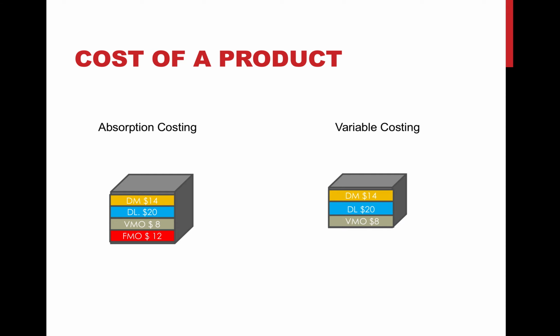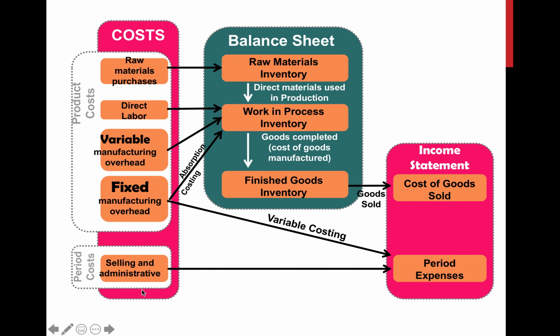Okay, it doesn't mean that the cost of goods sold will be higher, but it means that per unit, on absorption costing, every product compared to the same product with variable costing will be higher only because it includes the fixed manufacturing overhead. Okay, this is how the situation flows.